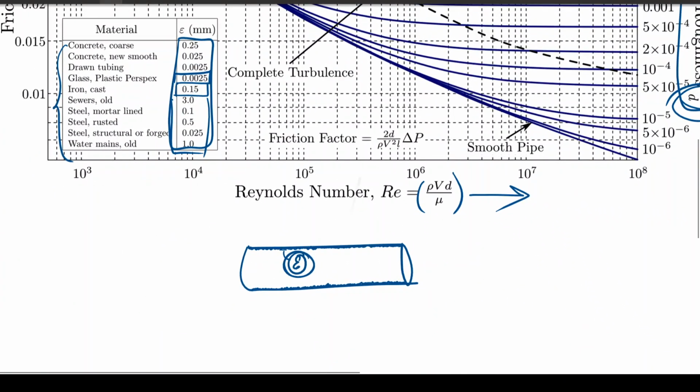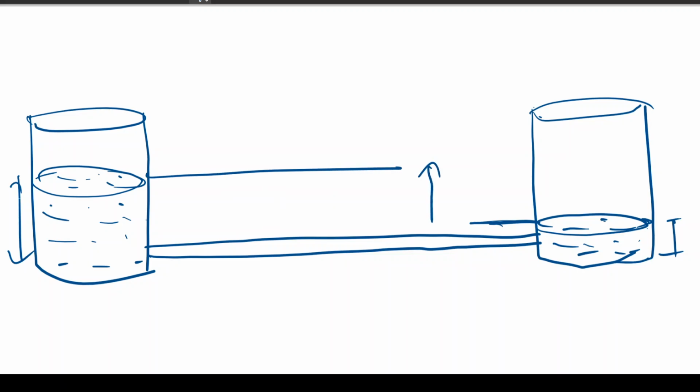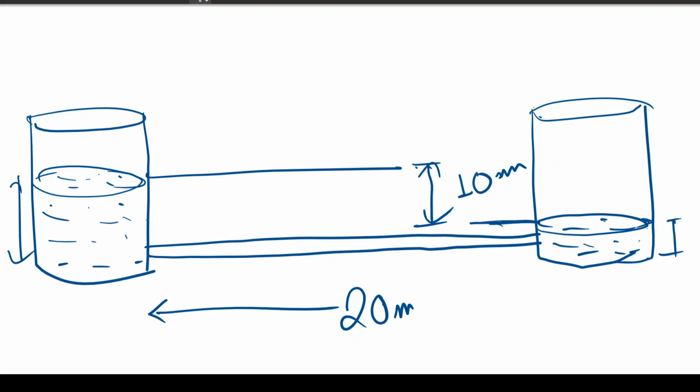So let's do an example. We'll start with a simple example where we have two tanks or drums, and they have water at different levels, and the difference between this level and this level is our head loss, and in this case let's say it is about 10 meters, and the length we'll take as 20 meters, and the diameter for this example, let's say it is 100 mm or 10 centimeters. So it's about a 4-inch diameter pipe, and in millimeters it is about 100 millimeters.